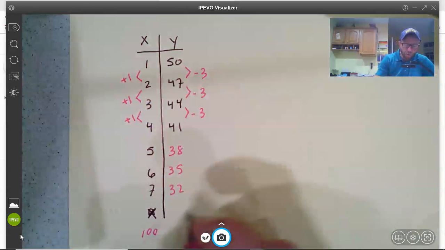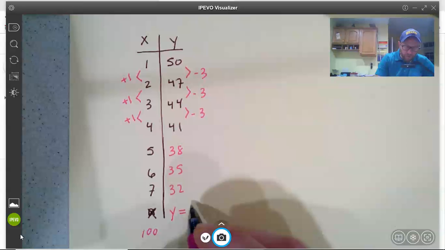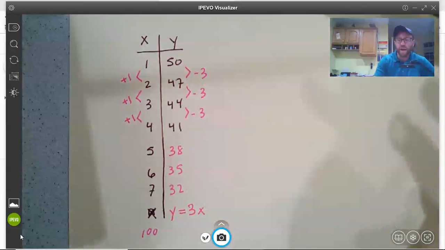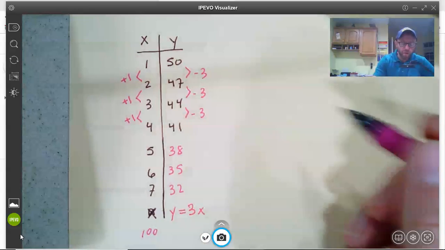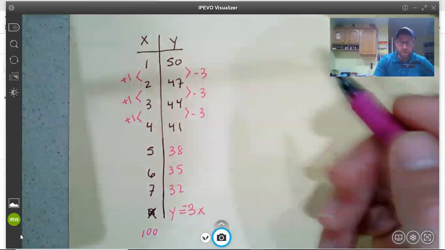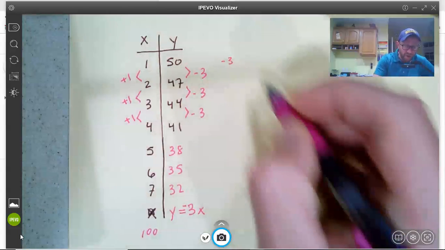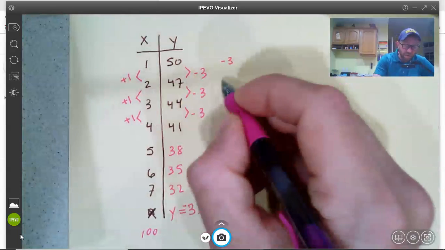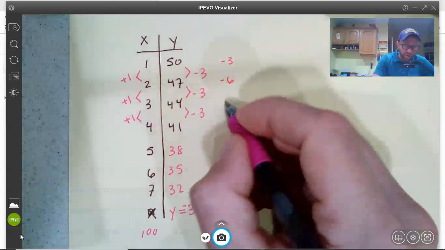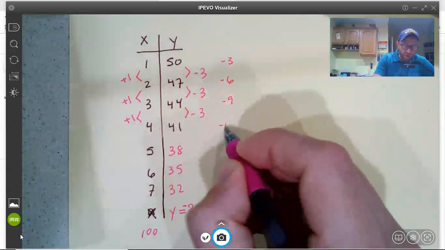So we write our rule. That means that y equals some variation on 3x. Or negative 3x, sorry, negative 3x. But then we have to look and see if that actually works. Well, 1 times -3 is -3. 2 times -3 is -6. 3 times -3 is -9. And 4 times -3 is -12.